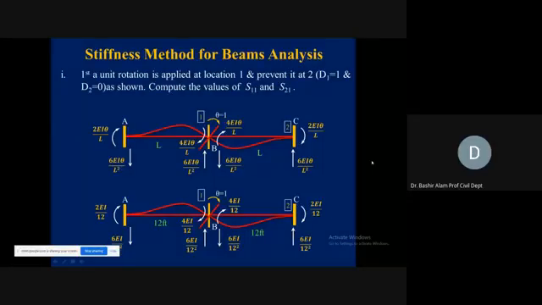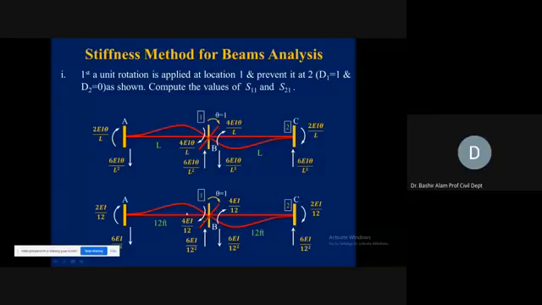Now, your S11 will be coming from the member end actions corresponding to D1. So which member end actions are those? One is this MBA, which is 4EI divided by L, from the BA span, which is 4EI divided by 12. And from BC, again, we have clockwise 4EI divided by 12. So the algebraic sum of these two will give you S11. This way you can complete your S11 coefficient value.